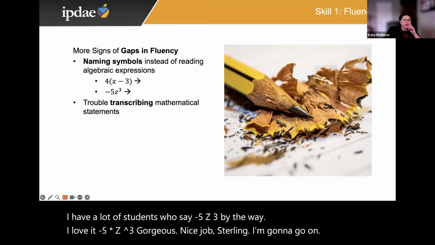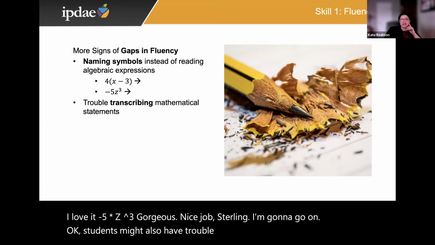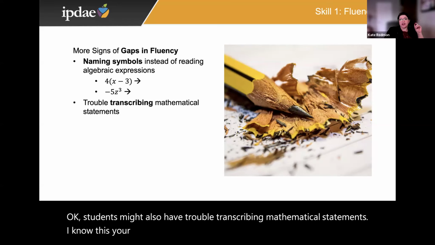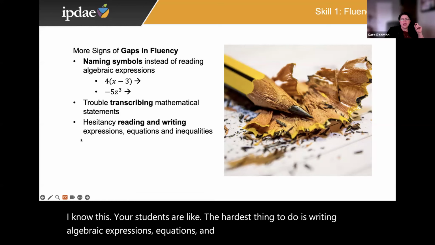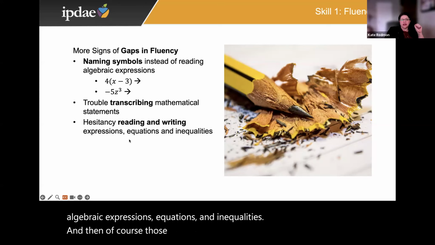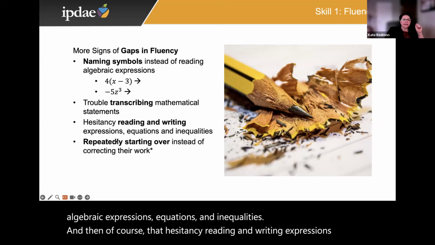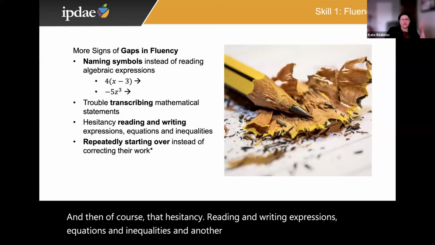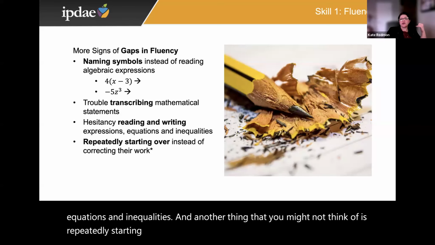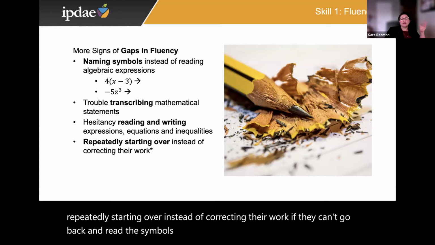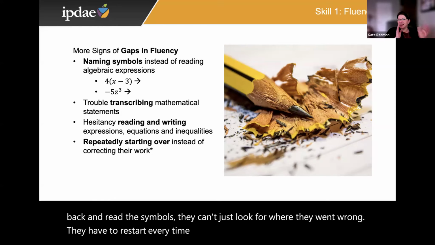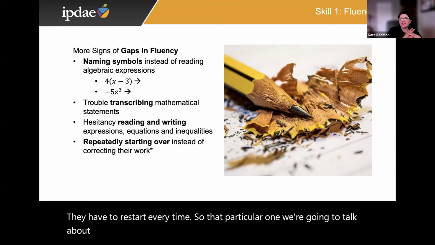Okay. Students might also have trouble transcribing mathematical statements. I know you know this. Your students are like, the hardest thing to do is writing algebraic expressions, equations, and inequalities. And then, of course, that hesitancy reading and writing expressions, equations, and inequalities. And another thing that you might not think of is repeatedly starting over instead of correcting their work. If they can't go back and read the symbols, they can't just look for where they went wrong. They have to restart every time. So that particular one we're going to talk about later. It can be a sign of many different things, but it can indicate that this is going on.